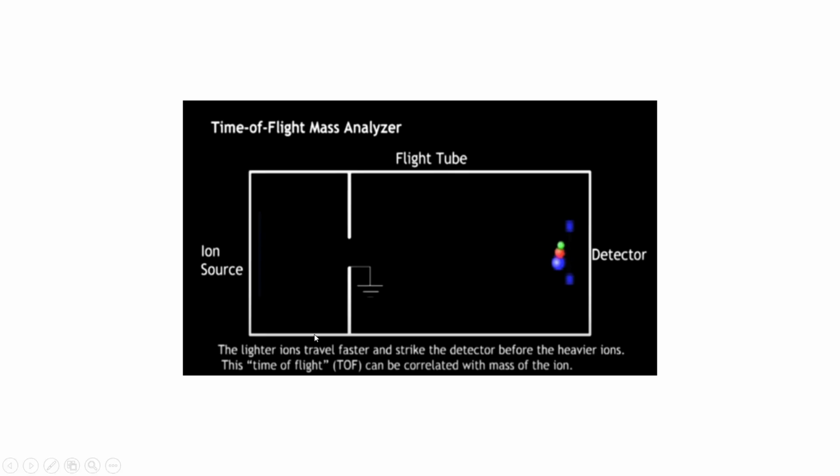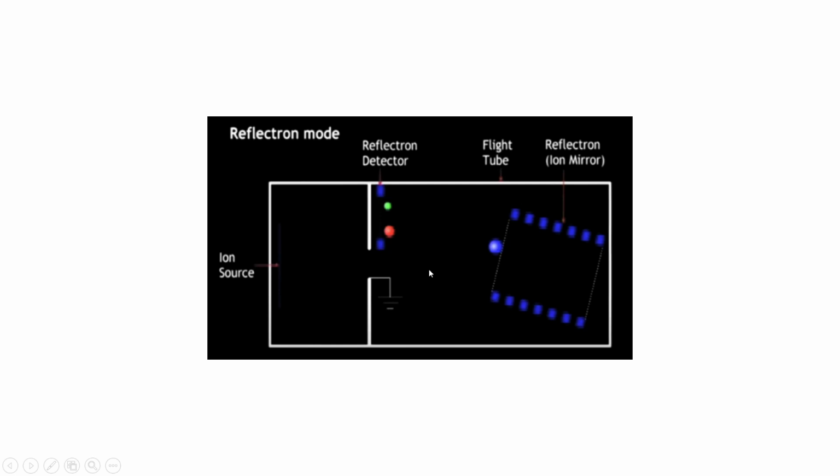This is the analyzer which we just talked about. There are different ways of it. Sometimes, in order to increase the path length, we have in the analyzer a reflection ion mirror as well, which takes longer time.